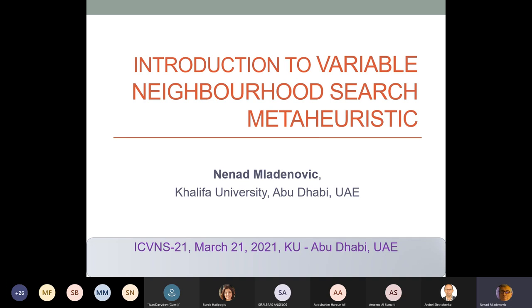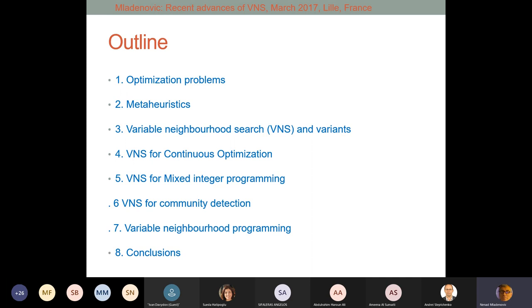So let me start this tutorial or introduction. I will first say this is my outline of my talk. Of course, I will not finish everything, but I will try basic things about variable neighborhood search metaheuristic. I will define optimization problem. Then I will say something generally about metaheuristics or techniques for solving optimization problems. Then about VNS basic variants, and then some applications in continuous optimization, in integer programming, community detection, and so on. The rest is 4, 5, 6 possible applications. But of course, there are many, many other fields where you can apply variable neighborhood search.